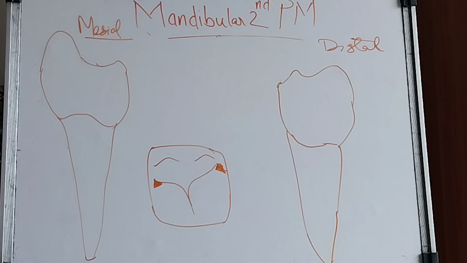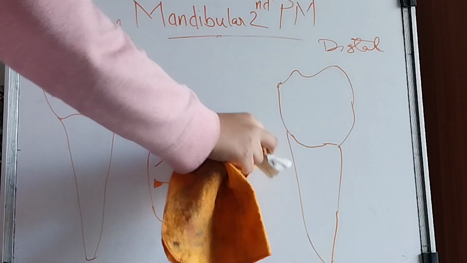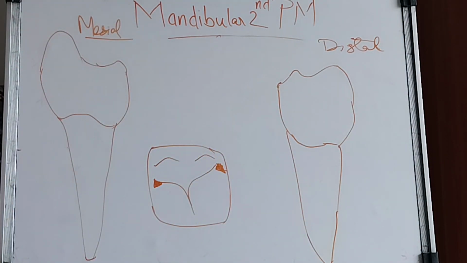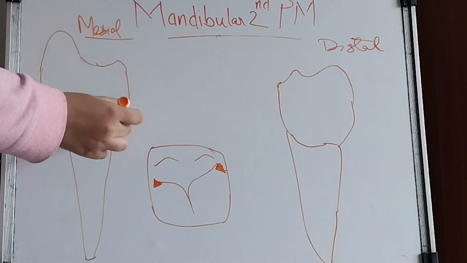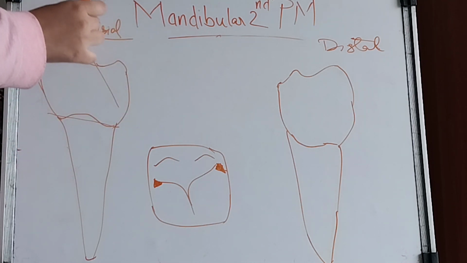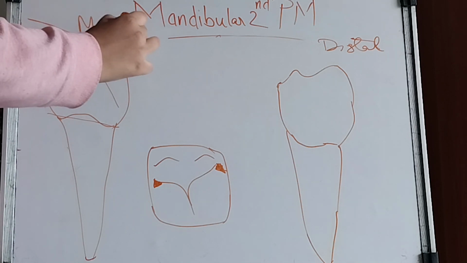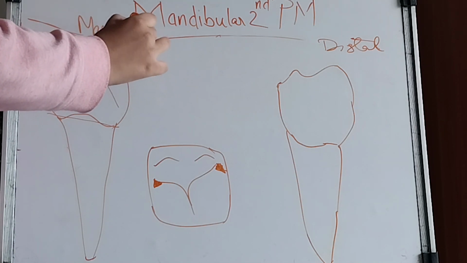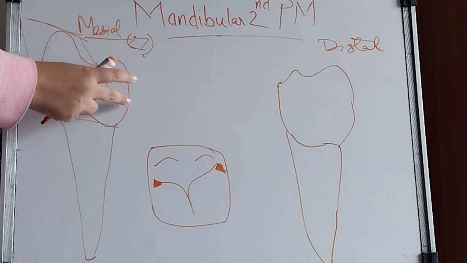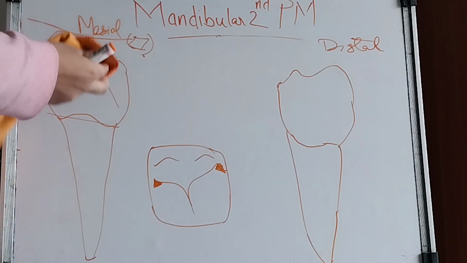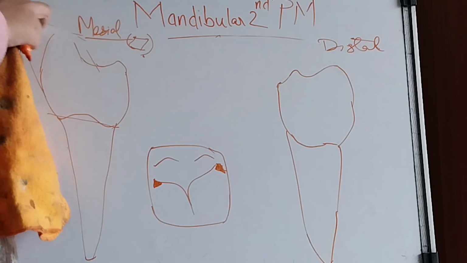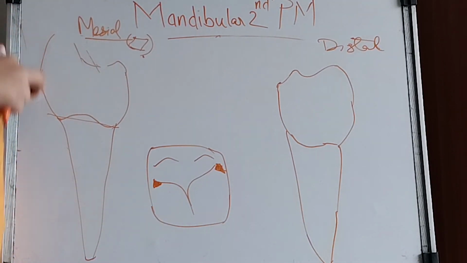So let's move on to the mesial aspect first. What do we see in the mesial aspect of the mandibular second premolar? First, we can see the crown shape. How is it? It's kind of rhomboidal shaped like this. So it's a rhombus. I've just drawn it roughly, but this tooth is rhomboidal in shape.